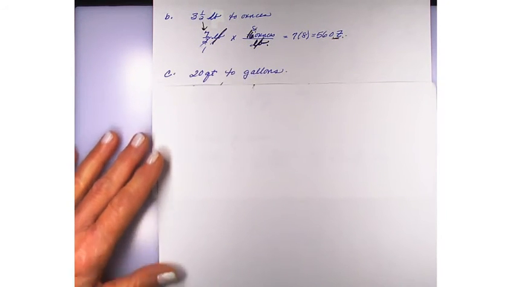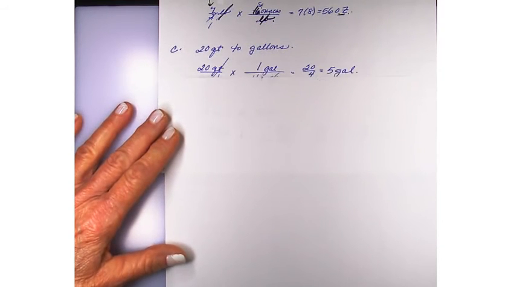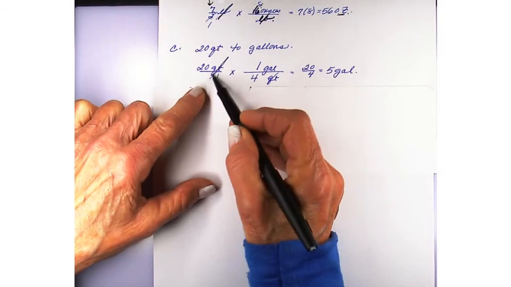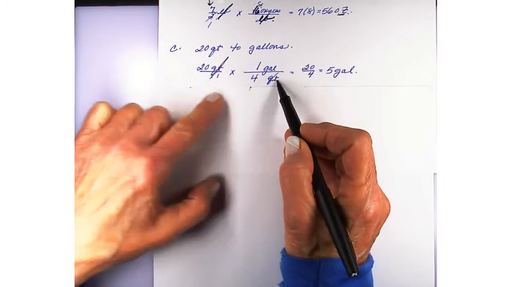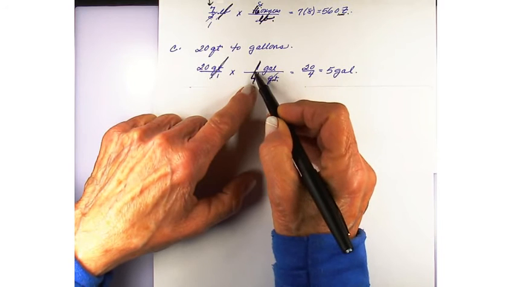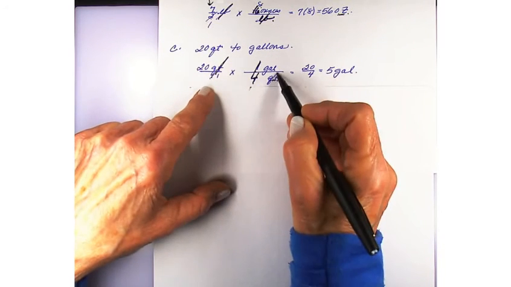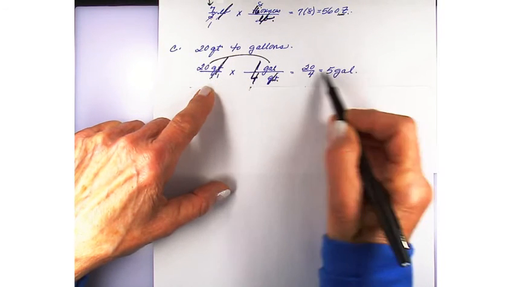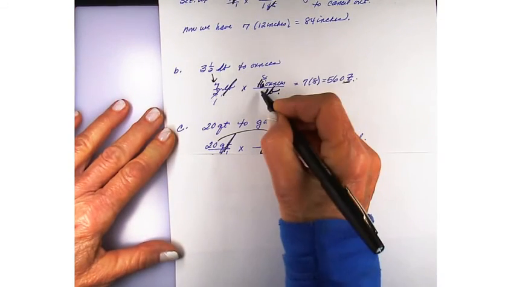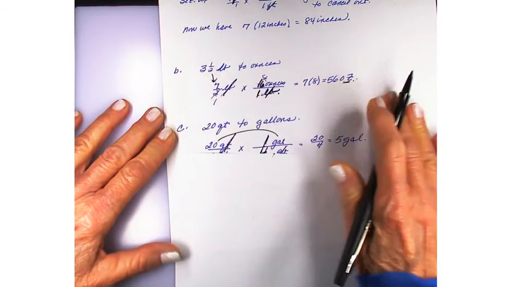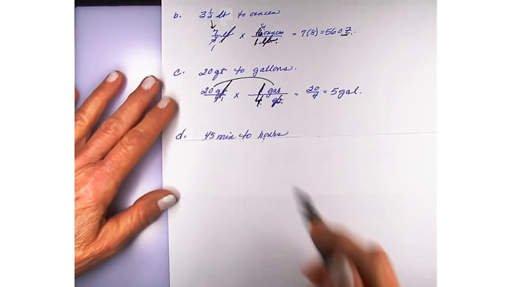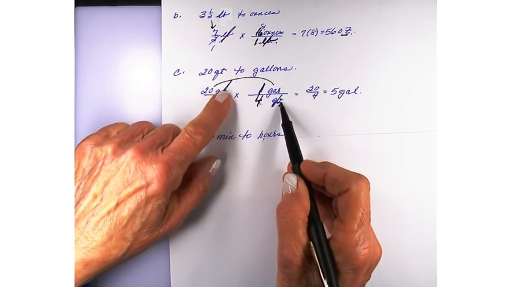Let's go from quarts to gallons. Okay, so I have 20 quarts. I want to get rid of the word quart, so it has to be in the denominator. I know that there are 4 quarts in 1 gallon. The quarts cancel out. I now have 20 over 4, which is 5 gallons. So here we had 16 ounces per 1 pound. Here we have 4 quarts in 1 gallon. Okay? We had to get rid of that word quart, so quart had to go in the denominator.